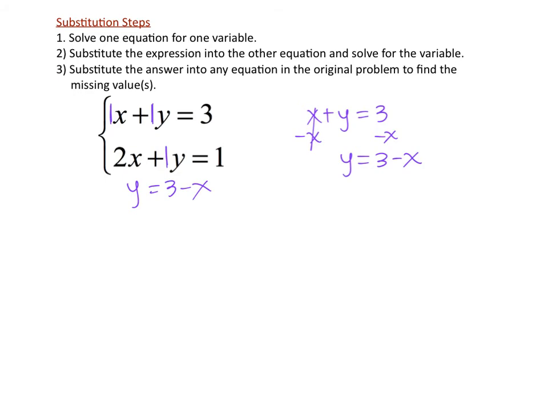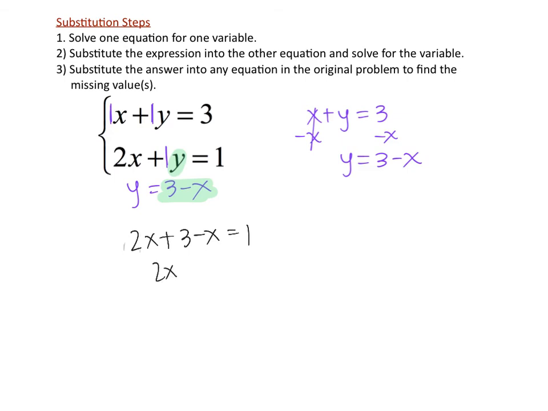So I like this highlighting deal, so y is equal to 3 minus x, so I'm going to plug that in for y in my other equation. So I'm going to have 2x plus y, and instead of writing y, I'm going to write 3 minus x, and that is equal to 1.